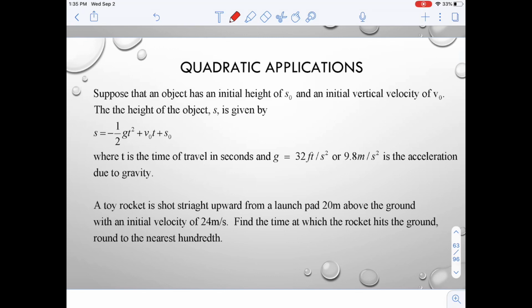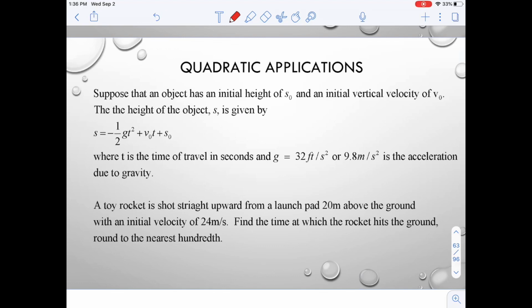So let's suppose the height of an object is given by an equation at any time t by the formula s equals negative 1/2 gt squared plus v naught t plus s naught, right? Where s naught is the original height of the item, v naught is the initial vertical velocity of the item, g is the downward acceleration due to gravity, and s would be the height at any time t. Okay, and the gravity, it's important whether we're dealing with feet or meters. If we're in feet, it is 32 feet per second squared, or if we're dealing with meters, it is 9.8 meters per second squared.